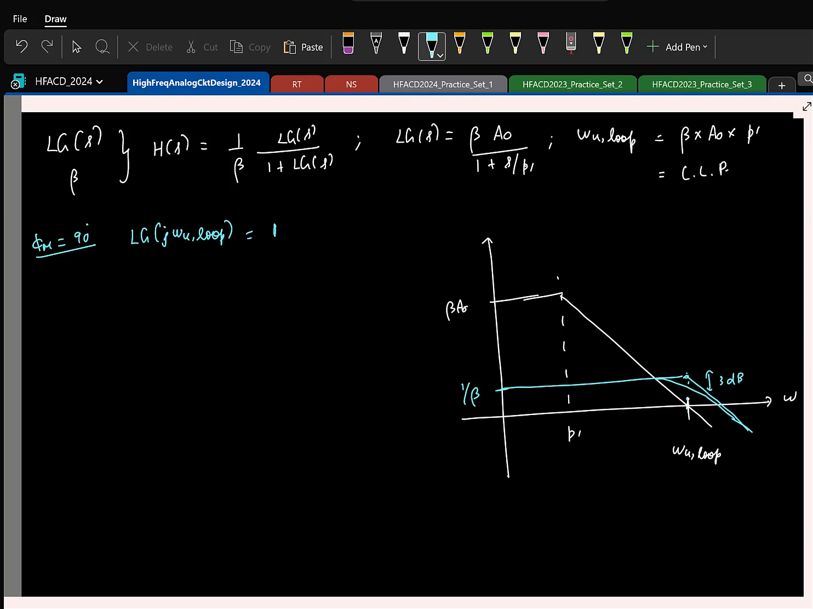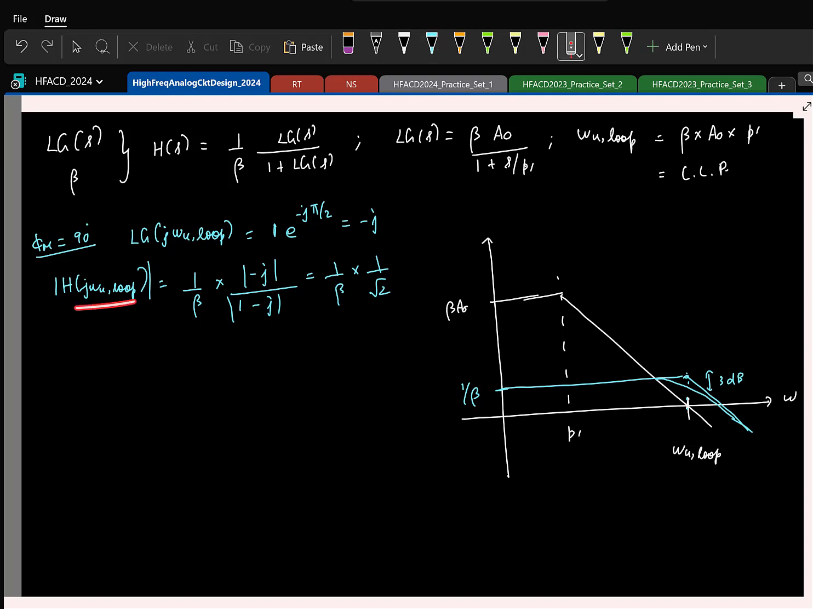So the phase is minus 90. So that's e power minus j pi by 2. So this is minus j. If I were to now find the magnitude of the closed loop transfer function at the same frequency, what is that? It's 1 by beta times minus j. So the unity loop gain frequency is the 3 dB bandwidth in closed loop if you have a first order system, or if the phase margin is 90 degrees, right? This is another way to see the same thing.